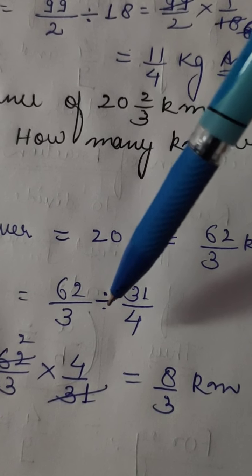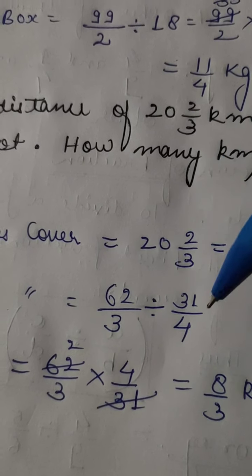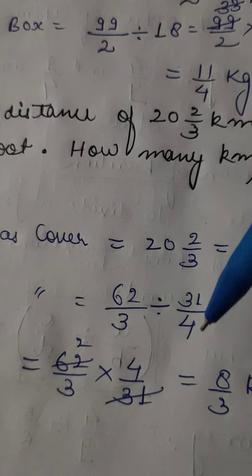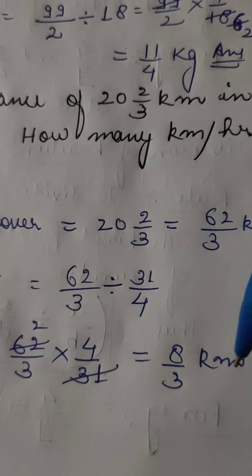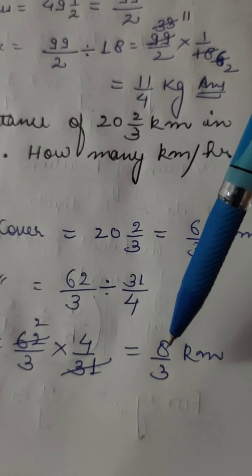Now in order to simplify this, in the next step we have to replace this division sign by multiplication and take the reciprocal of this. Taking the reciprocal of this will give 8 by 3 as the required answer. So in 1 hour Vikas travels 8 by 3 kilometers.